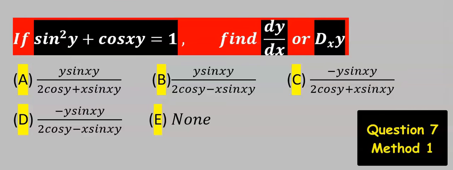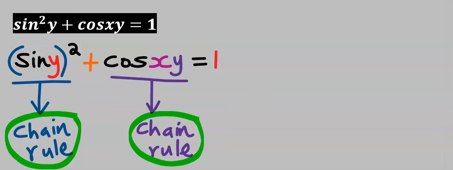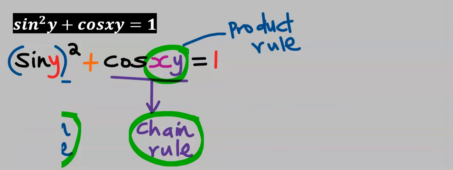Next, let's consider this question. The first step is to rewrite this question. Next, we are going to differentiate this using chain rule and differentiate this using chain rule. However, we are going to respect product rule here with the xy in front of the cos. Next, bring down these two.